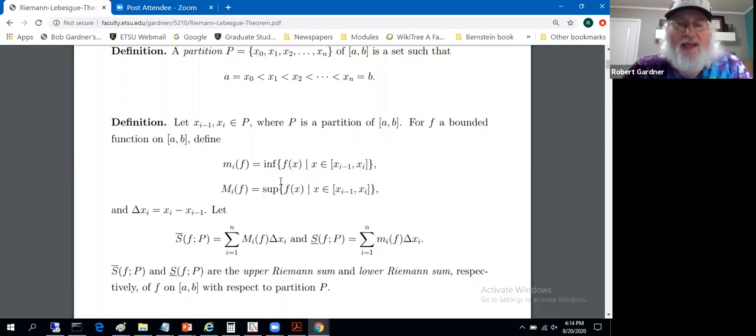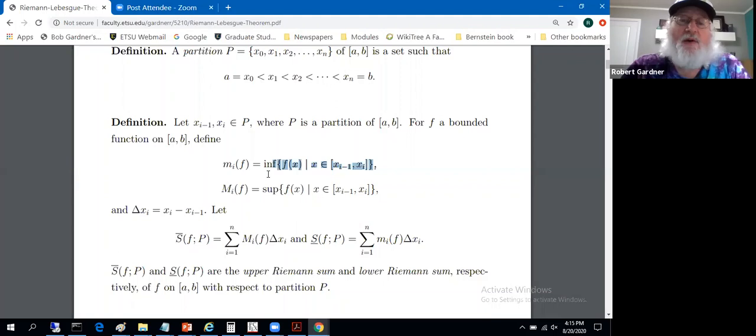Are you worried that I can't say inf and sup? We're okay on that one because in both cases we're looking at sets of function values. Well, we've hypothesized that we're dealing with a bounded function. So in this case, this is a set of real numbers that's bounded below.